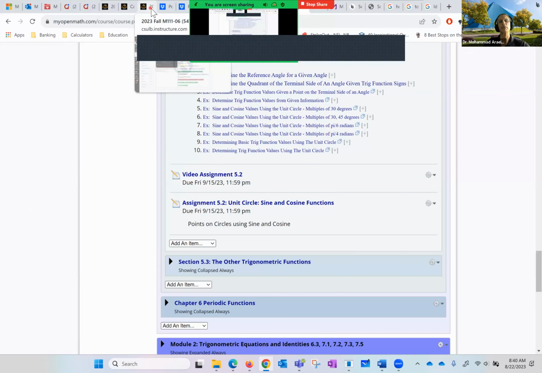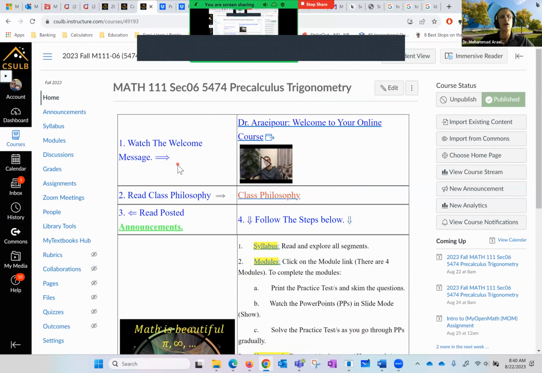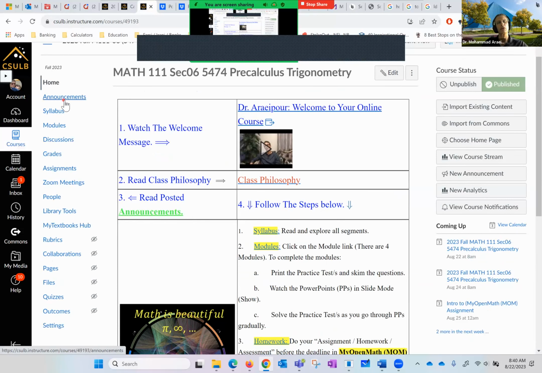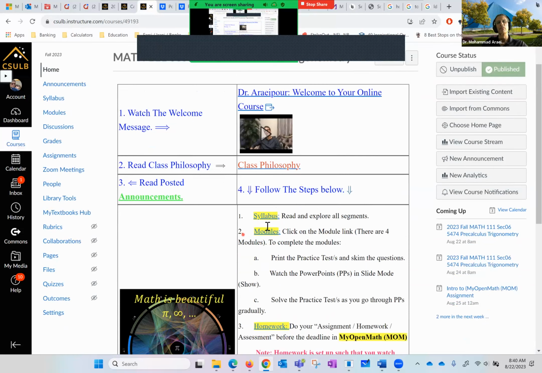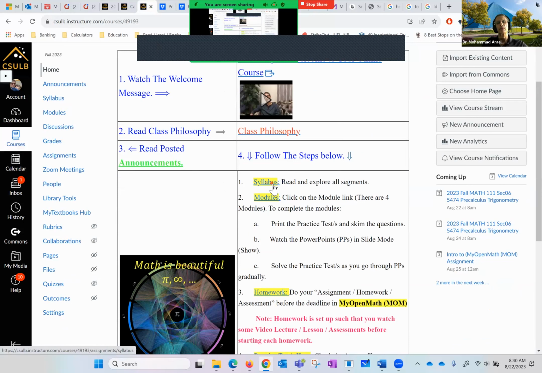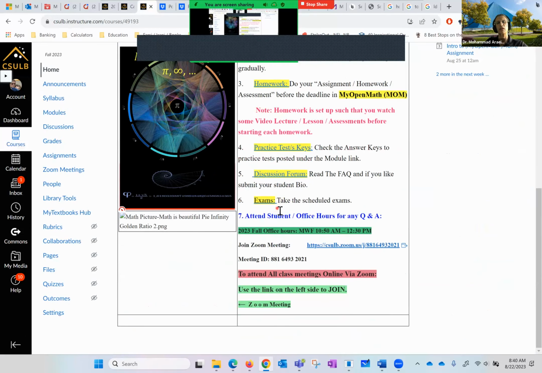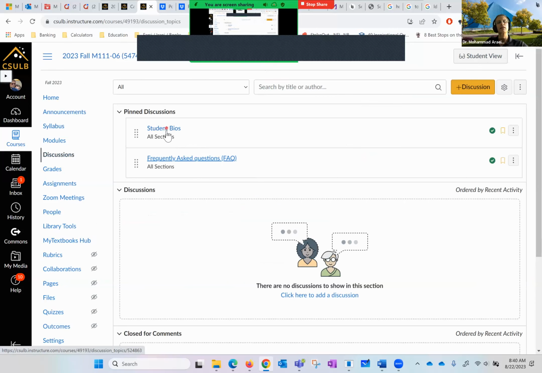So let me quickly recap. Here's the home page of Canvas. There was a welcome message, class philosophy. The announcements you can click on right here or here. There have been a few announcements so far. Then we went over the syllabus, modules. Under the modules, we can find a lot of things, and I'm going to quickly show you again. The office hours, the discussion forum has student bios and frequently asked questions.